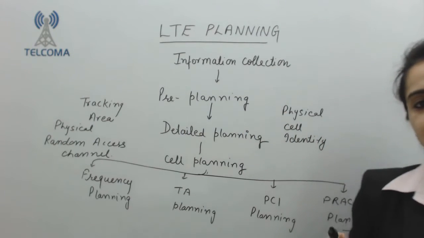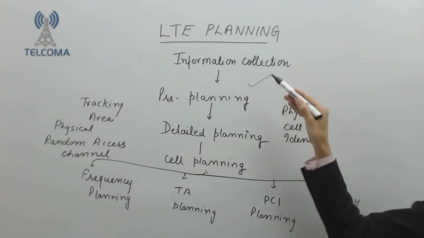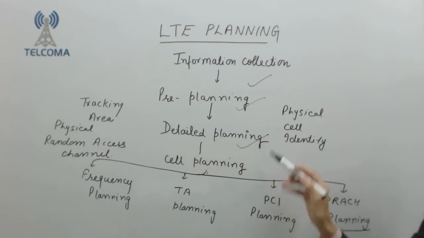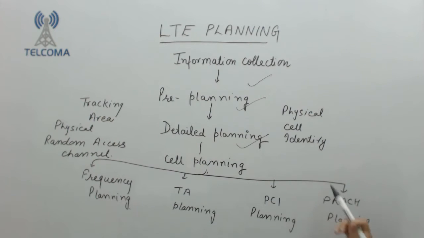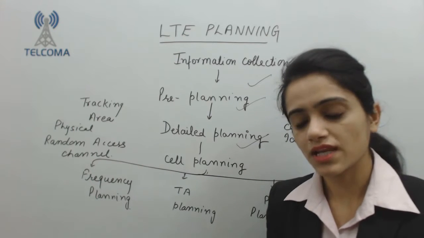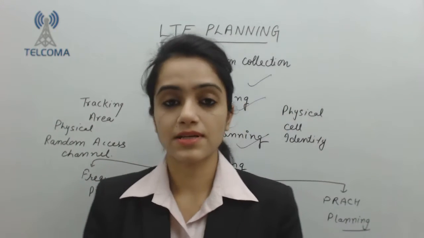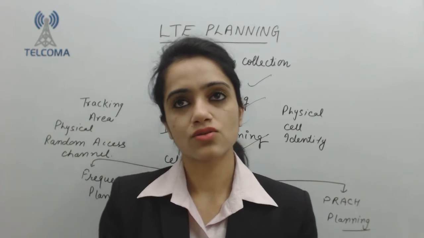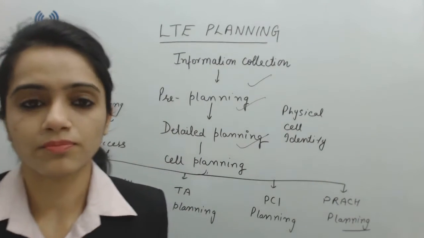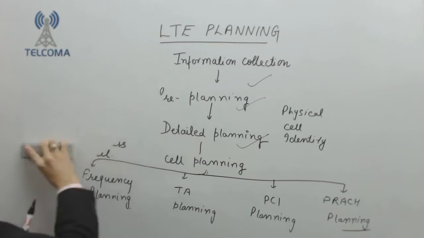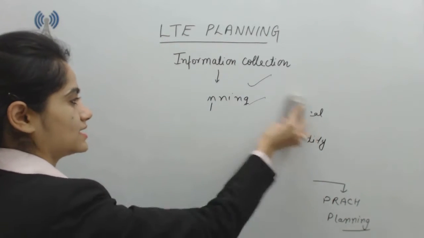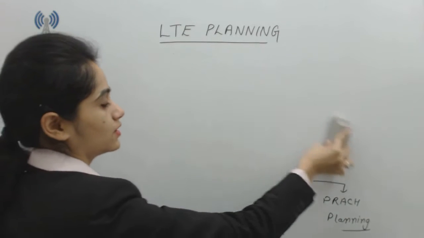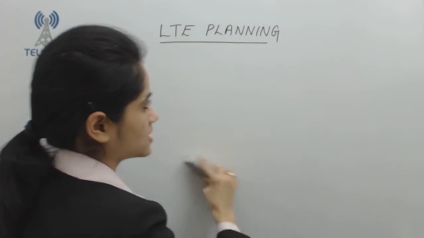In our planning classes, we have discussed information collection, pre-planning, and detailed planning. Now we are left with frequency planning, TA, PCI and PRACH planning. So let's start with the very first, that means frequency planning. Let's continue with our topic, frequency planning. In this class of LTE planning, we will study about LTE frequency planning.